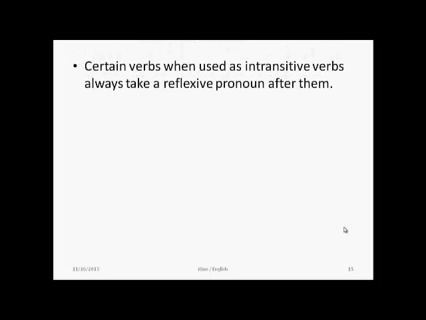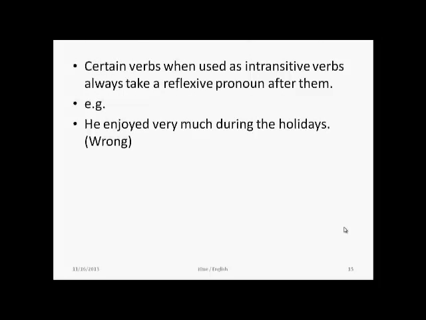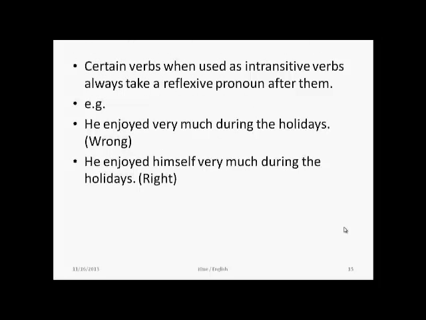Certain verbs, when used as intransitive verbs, always take a reflexive pronoun after them. For example, we do not say he enjoyed very much during the holidays. We say he enjoyed himself very much during the holidays. We also say she availed herself of 7 days of leave. The reflexive pronoun herself is necessary in this statement.